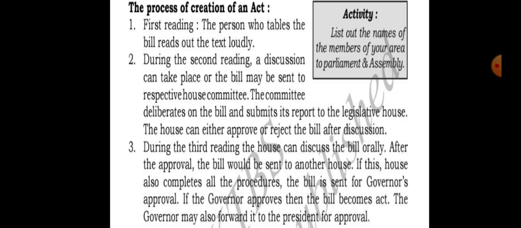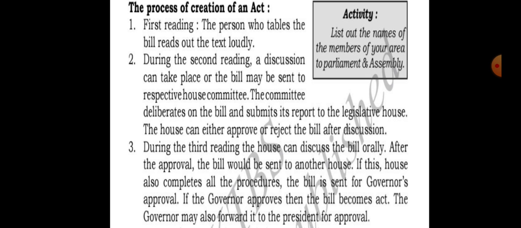Suppose the members do not approve in any of the houses, then the bill collapses, or the bill cannot become a law. And if it is approved, the bill would be sent to another house, and if this house also completes all the same proceedings, first reading, second reading and the third reading, then the bill is sent for governor's approval. If the governor approves, then the bill becomes an act.